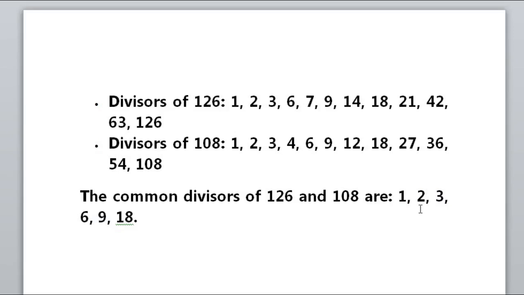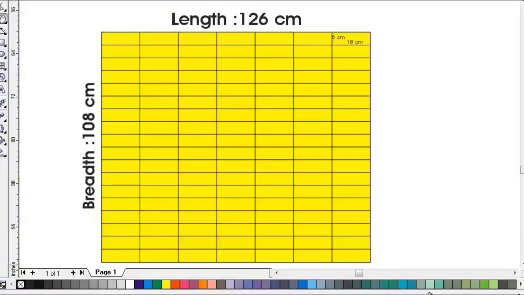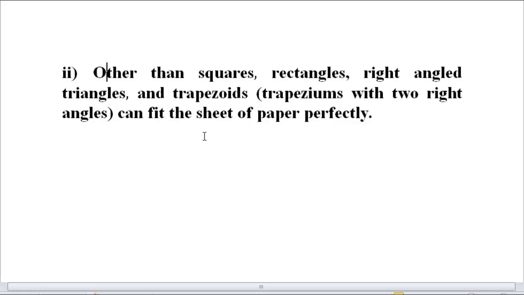So any of these common divisors could be used as the side lengths of rectangular patterns. For example, we could also use rectangular patterns like 18 cm by 6 cm or 9 cm by 3 cm, as long as both dimensions divide both 126 cm and 108 cm evenly. Therefore, other than squares, rectangles, right-angled triangles, and trapezoids can fit the sheet of paper perfectly.